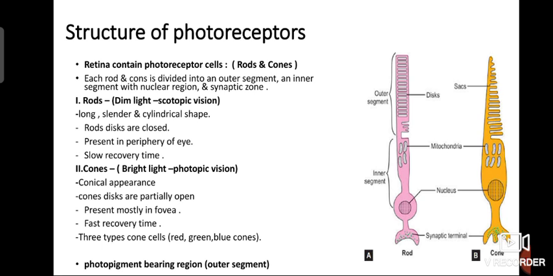Cones: bright light and photopic vision. They are activated in bright light and responsible for photopic vision, or the day vision. Conical appearance, cone discs are partially open, present mostly in the fovea. Fast recovery time, 3 types of cone cell: red, green, blue cones. The photopigment-bearing region is the outer segment.